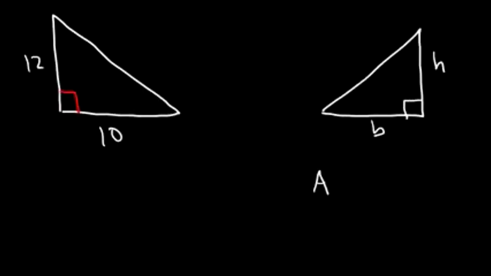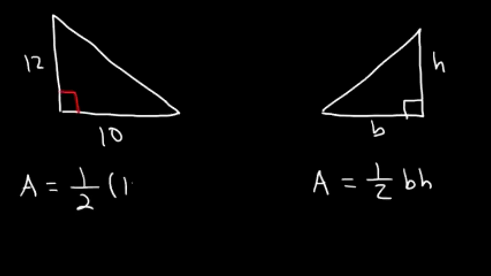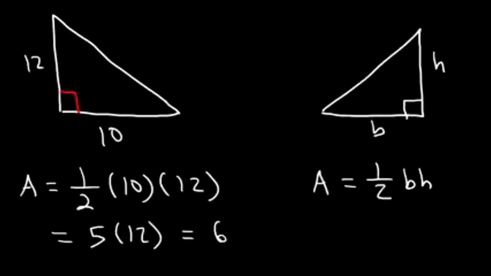For any right triangle, or any triangle that you know the base and the height of, the area is simply 1/2 base times height. So for this example, it's 1/2 times the base of 10 multiplied by a height of 12. Half of 10 is 5, and 5 times 12 is 60. So that's the area of the right triangle on the left. It's 60 square units.